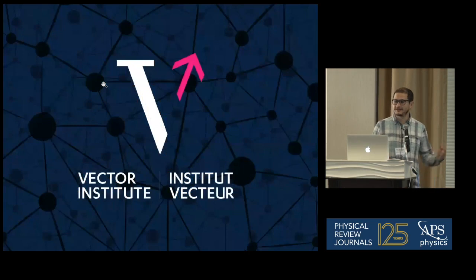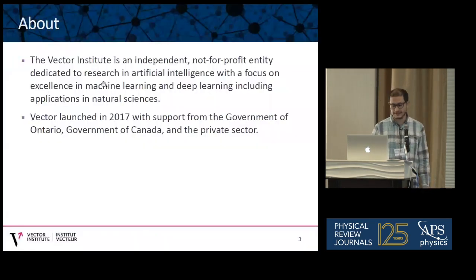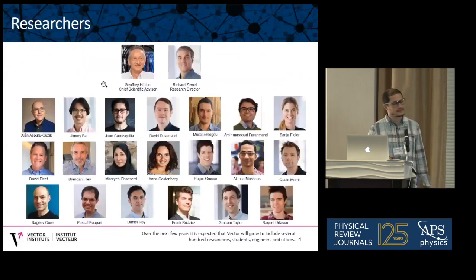So many people ask me about Vector Institute. Vector Institute is an independent, not-for-profit entity dedicated to research in artificial intelligence, with a focus on excellence in machine learning and deep learning, and that includes applications in natural sciences, right? So I do the quantum physics at Vector somehow, and it launched in 2017 with support from the government of Ontario, the government of Canada, and the private sector. Okay, so that's quickly what it is. And these are some of the researchers, most notably Jeff Hinton, Rich Zemel, Alana Spruguzik, Sanya Fiedler, and many more. So it's a big team of researchers.